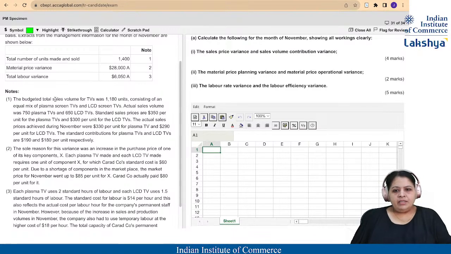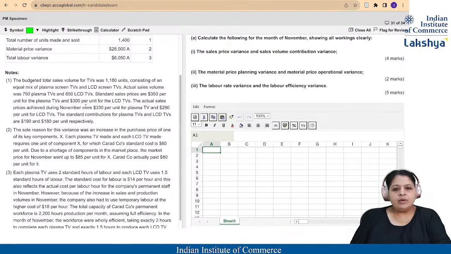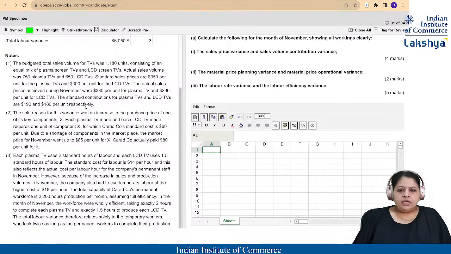The third one, labor variance, is also adverse, 60/50. Each plasma TV uses two standard labor hours, and each LCD TV uses 1.5 standard hours of labor.